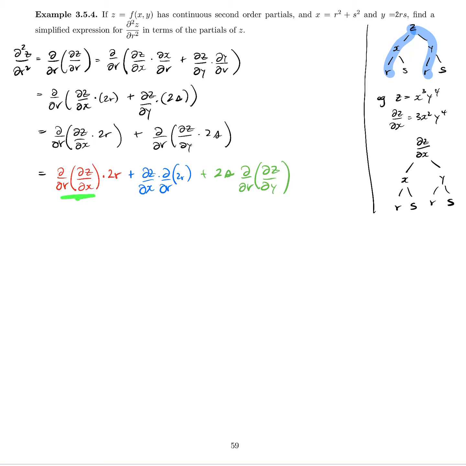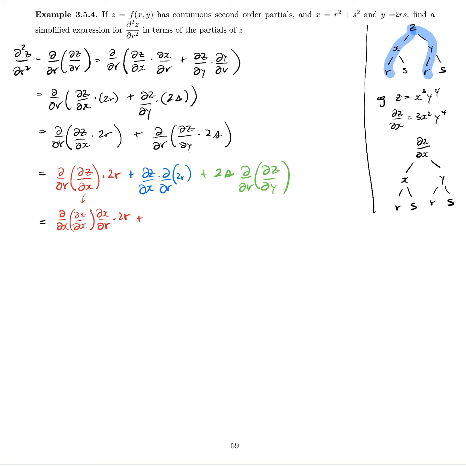Now, the first here, ∂/∂r of ∂z/∂x, that is another chain rule. I've got to use the chain rule on this first product in the term. So let's do that. If I use the chain rule here, ∂/∂r we know is the same as ∂/∂x times ∂x/∂r of something that goes in the bracket, and what goes in the bracket is exactly the same ∂z/∂x.